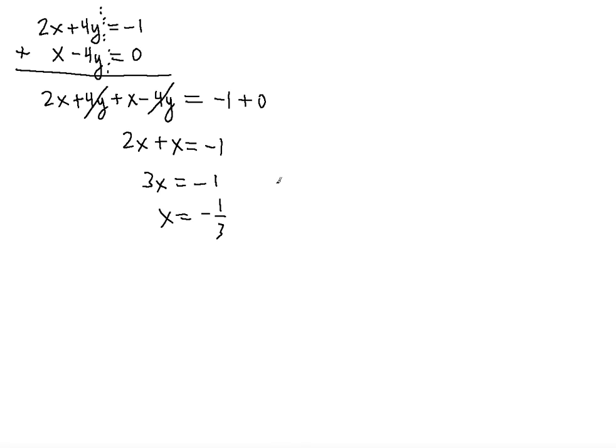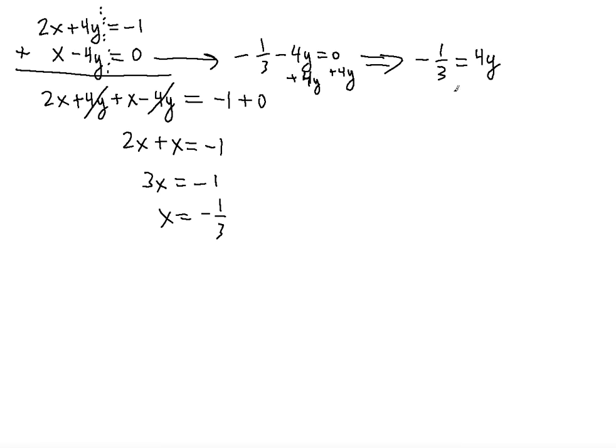Now once again, you're going to use the simplest equation available. The simplest equation is the second equation. Why? Because there's a 0 on the right side and x has a coefficient of 1, so there's less work involved. So we have negative 1/3 minus 4y is equal to 0, which means that you add 4y to both sides, and you have negative 1/3 is equal to 4y.